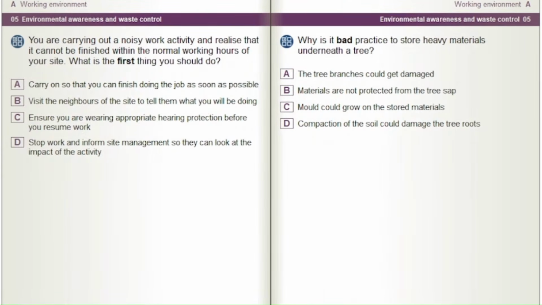You are carrying out a noisy work activity and realise that it cannot be finished within the normal working hours of your site. What is the first thing you should do? Carry on so that you can finish doing the job as soon as possible. Visit the neighbours of the site to tell them what you will be doing. Ensure you are wearing appropriate hearing protection before you resume work. Stop work and inform site management so they can look at the impact of the activity.